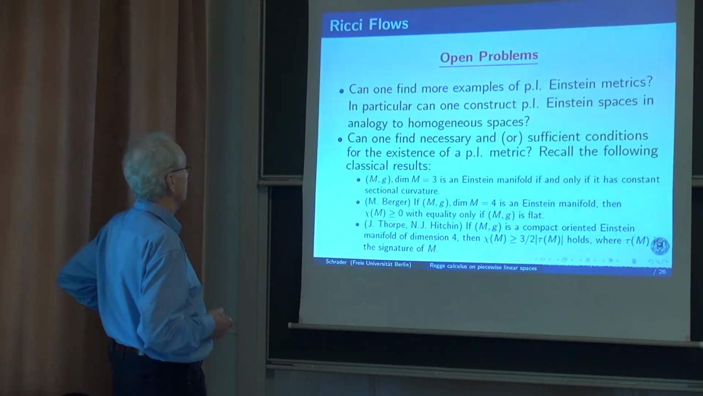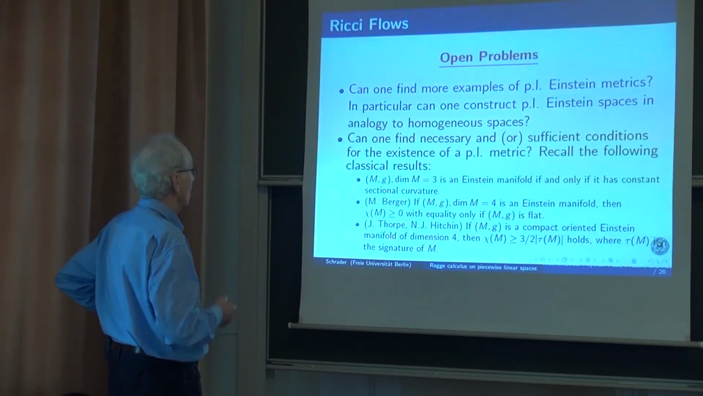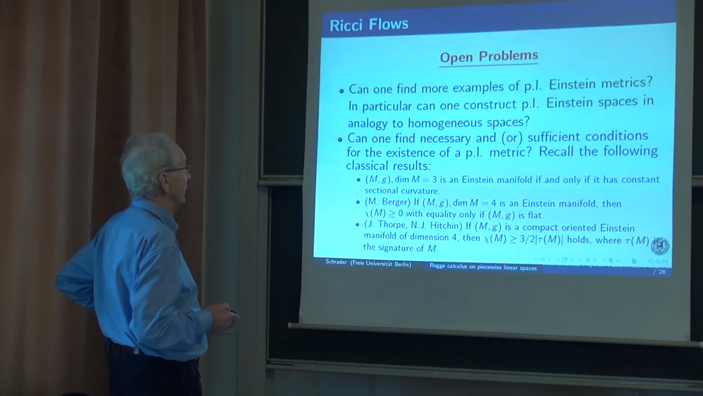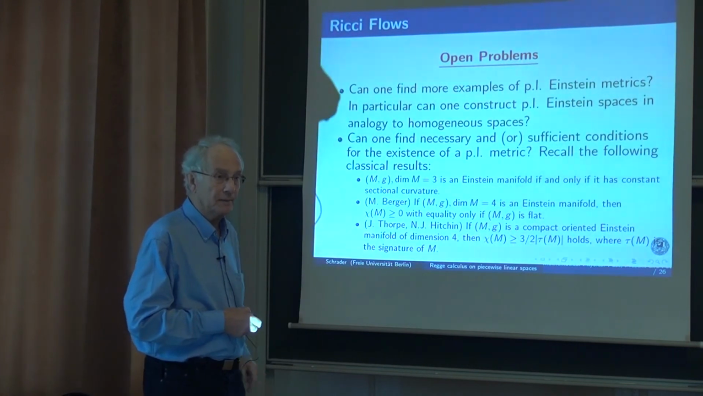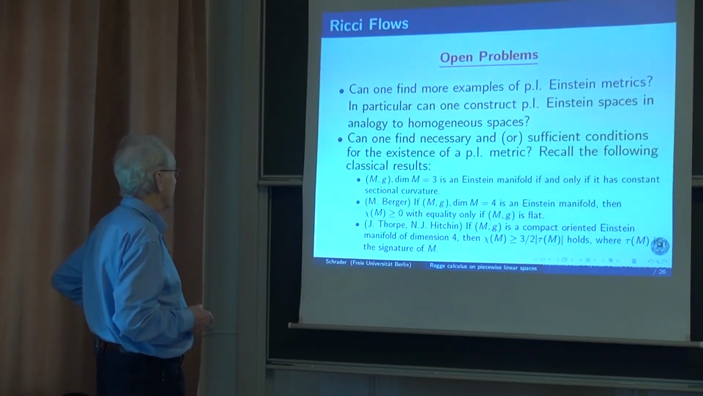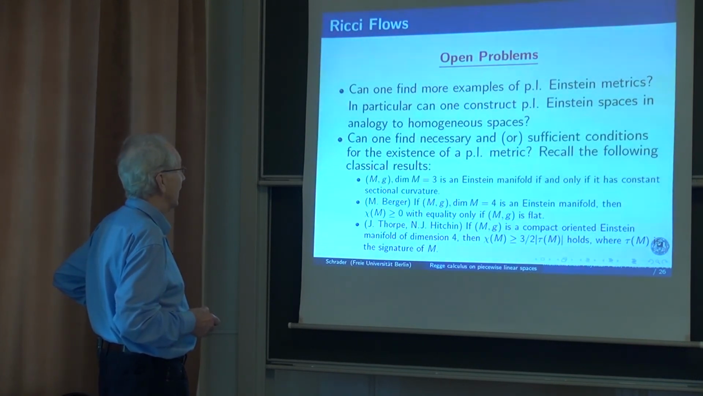So there are lots of open problems. I just list a couple of them. Can one find more examples of PL Einstein metrics? In particular, can one construct PL Einstein metrics in analogy to homogeneous spaces, that means hyperbolic spaces? You have to find a triangulation. Can one find necessary and sufficient conditions for the existence of a PL Einstein metric?